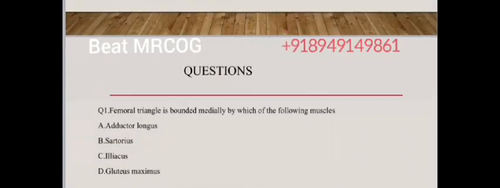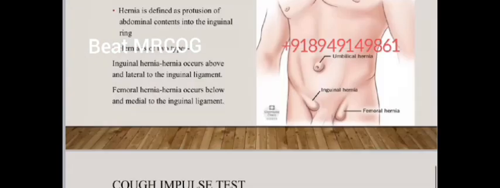So question: the femoral triangle is bounded medially by which of the following muscles? Yes, it is bounded by the adductor longus muscle. The femoral sheath contains all of the following structures except, as we have already read, the femoral nerve, which is not a content of the femoral sheath. So I hope that you have understood the topic.